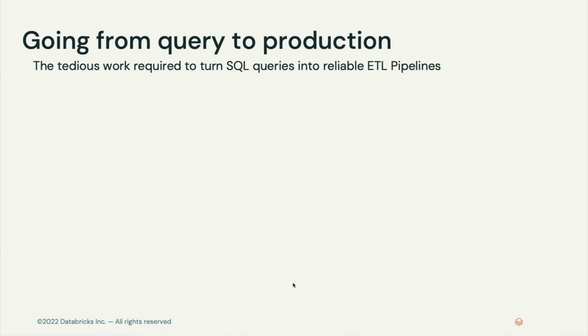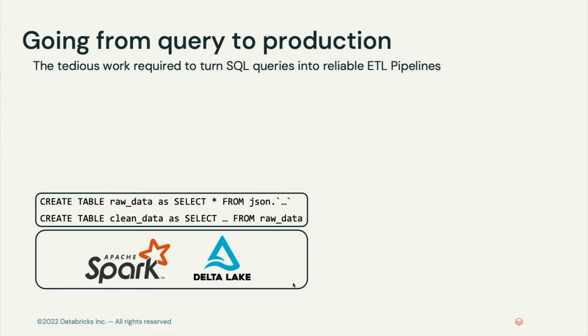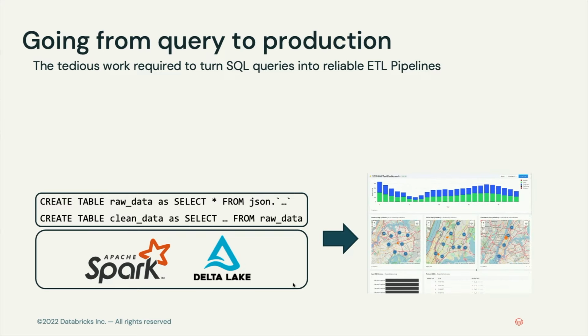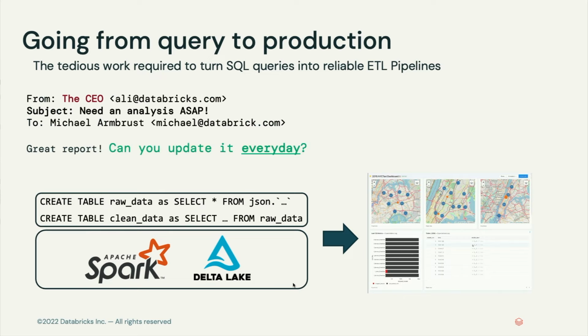I'm a little biased, but when I get something like this, I start with my two favorite tools, Spark SQL and Delta, and we write some queries. It's super easy to ingest this JSON data into a table, and then it's super easy to clean it up. And then I can build this dashboard so my CEO knows what to do next for the business. But then no good deed goes unpunished.